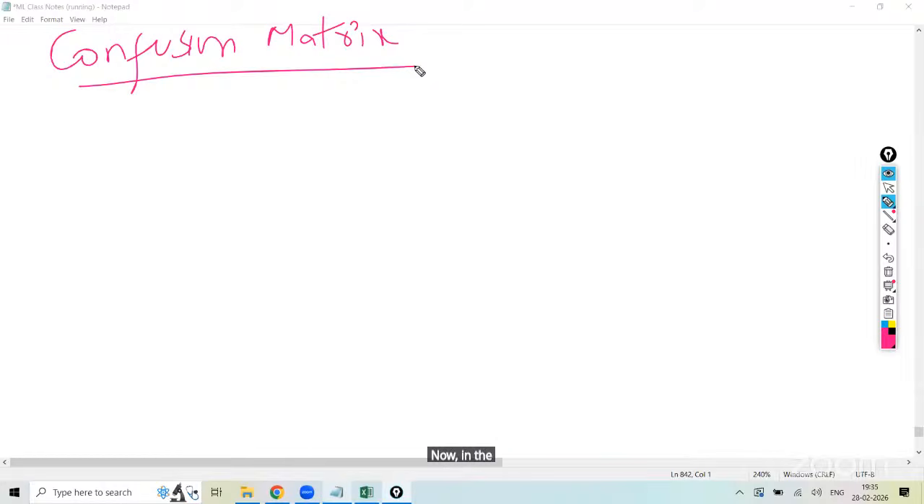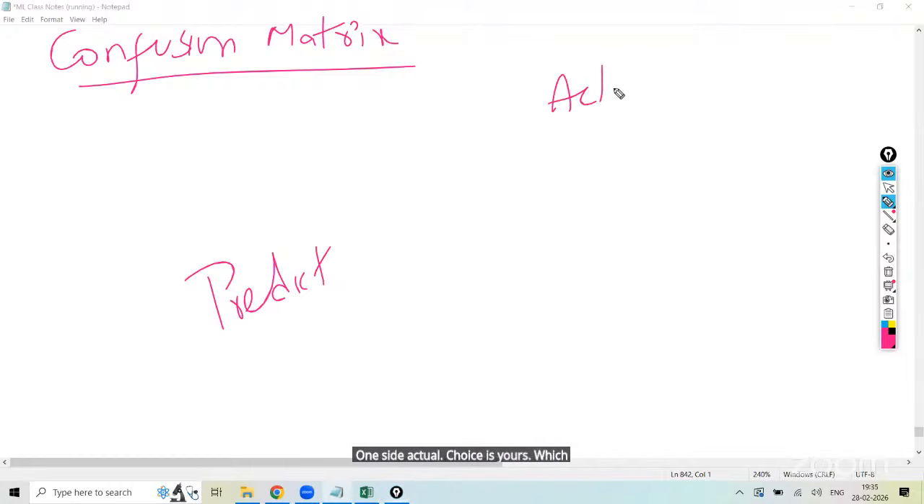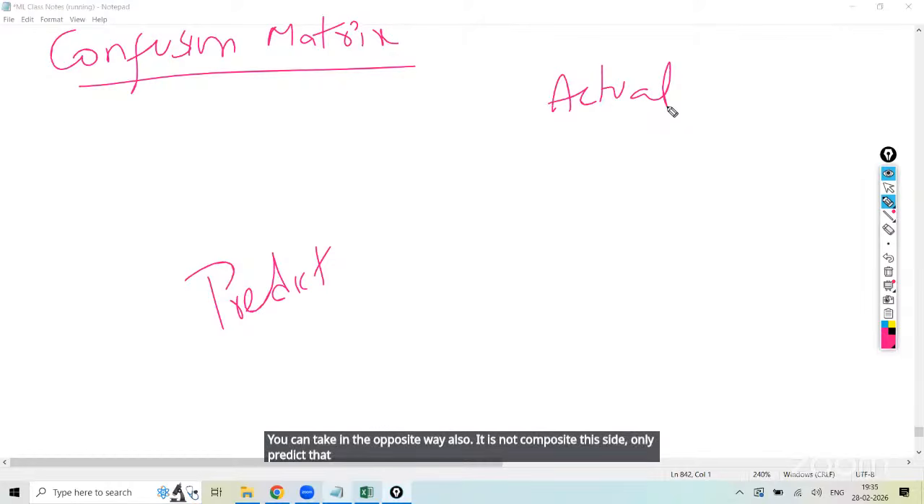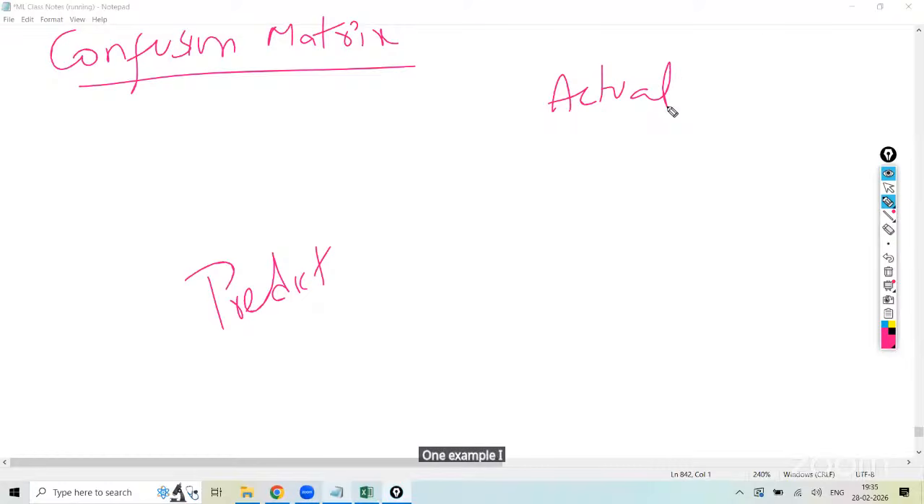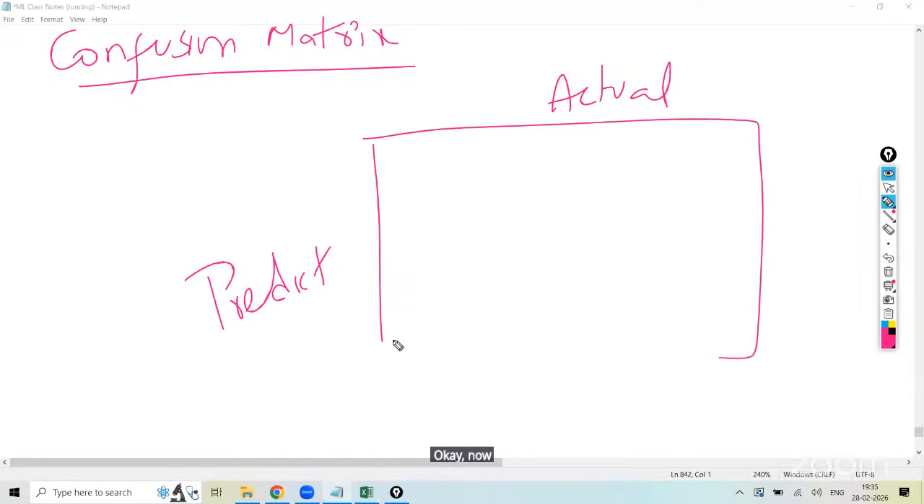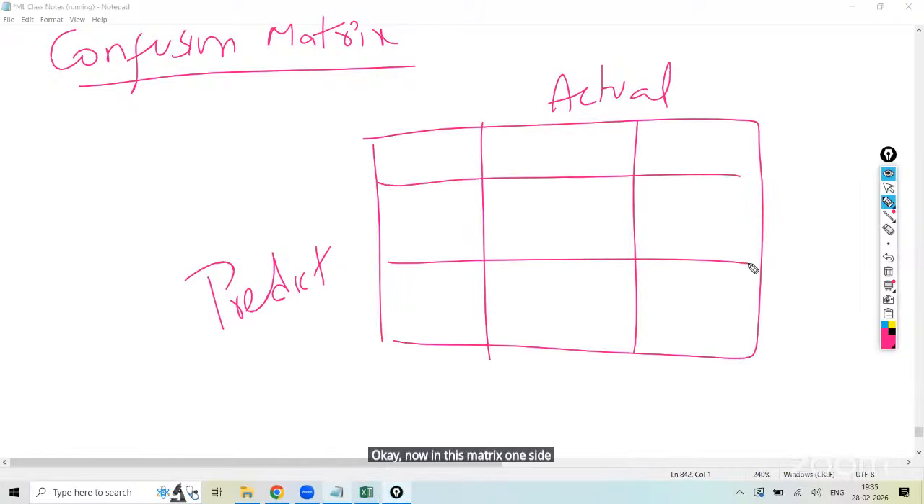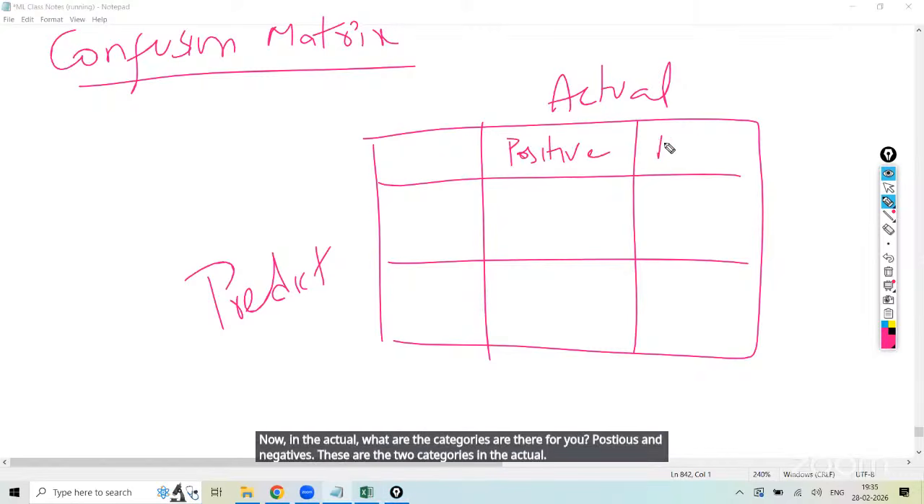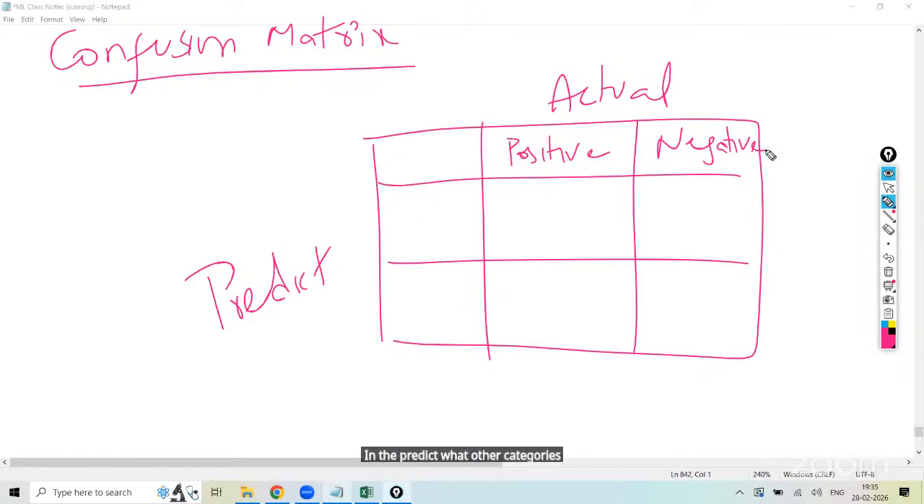Now, in the confusion matrix, we are having one side predicted, one side actual. Choice is yours. You can take it the opposite way also. It is not compulsory that this side is only predicted and that side only actual. One example I will do like this, another example I will try like that. Both the examples let us try. Now in this matrix, one side actual, one side predicted. In the actual, what categories are there? Positives and negatives. In the predicted, what categories are there? Positives and negatives. Right? Write like this. Everyone please write.